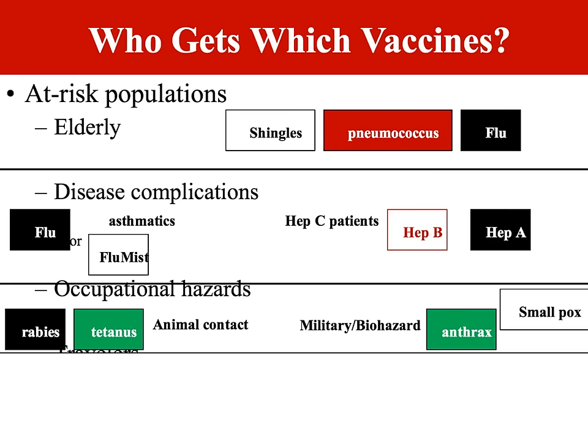The next group we want to talk about are people with occupational hazards. Big one here is animal contact. So this would be your veterinarian, your animal husbandry people, your taxidermists, your animal breeders, et cetera. Zoo workers, that's what I was trying to think of. They have to be vaccinated for rabies. They have to be vaccinated for tetanus.